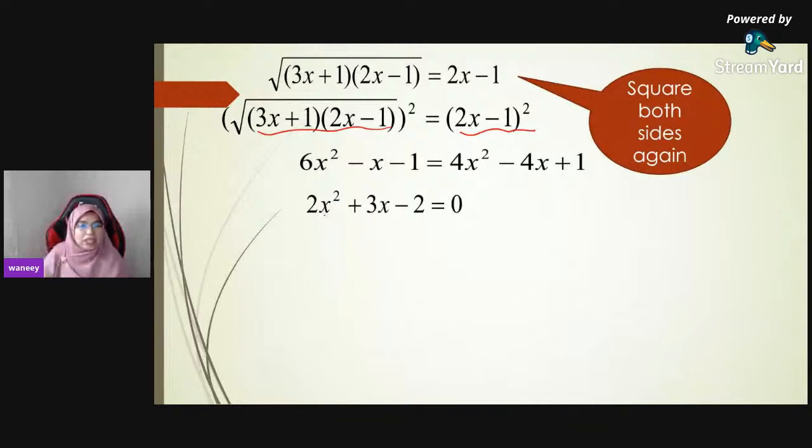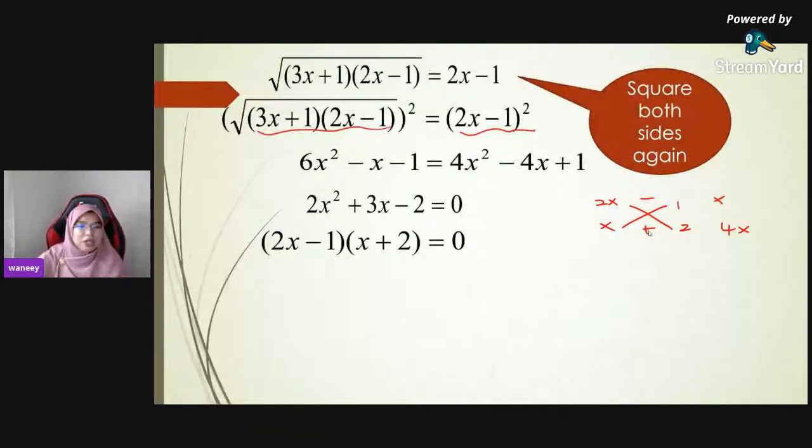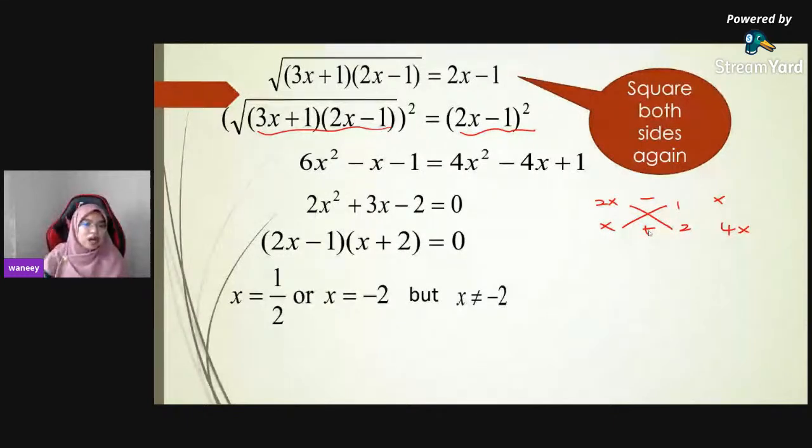Now let us factorize them completely. So we got 2x, x, 2, 1, 4x, x, plus minus. So 2x minus 1 with x plus 2. Okay, so 2x minus 1, x plus 2 equal to 0. Let us have x as the subject. So we are going to have two values of x: x equal to half or x equal to negative 2.